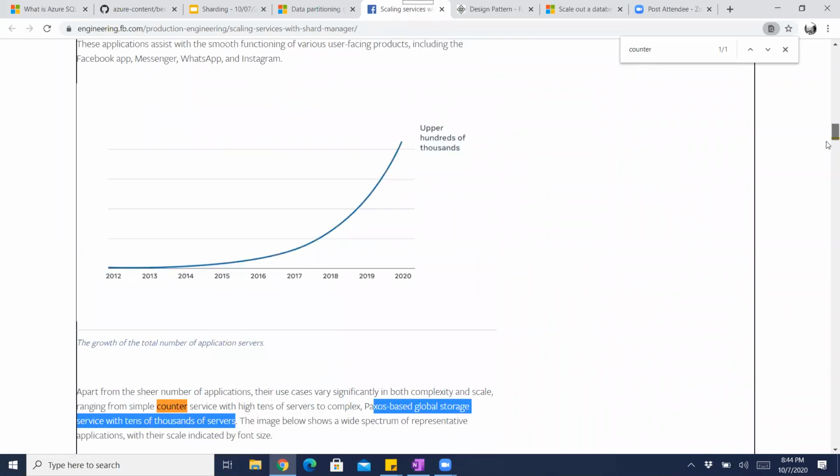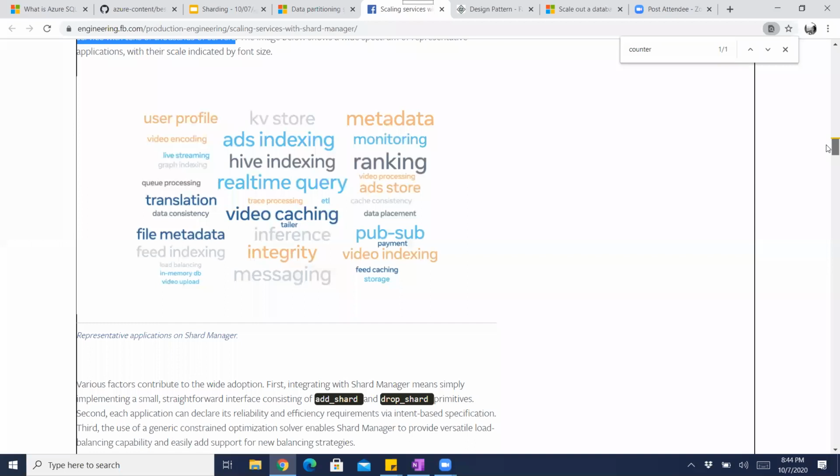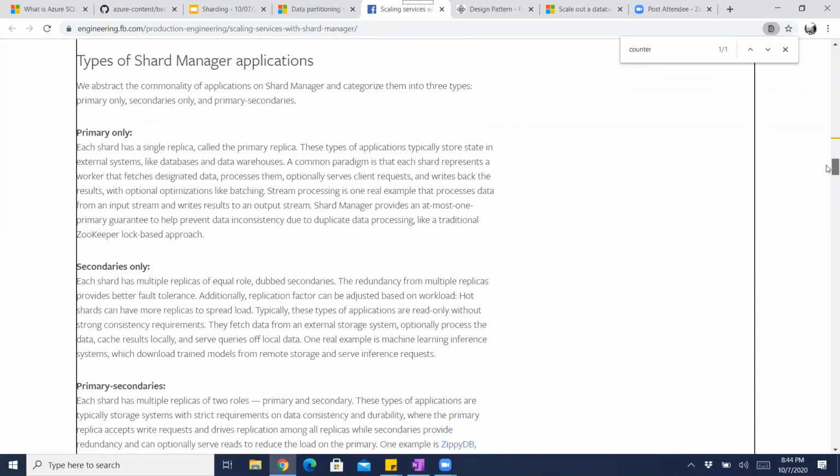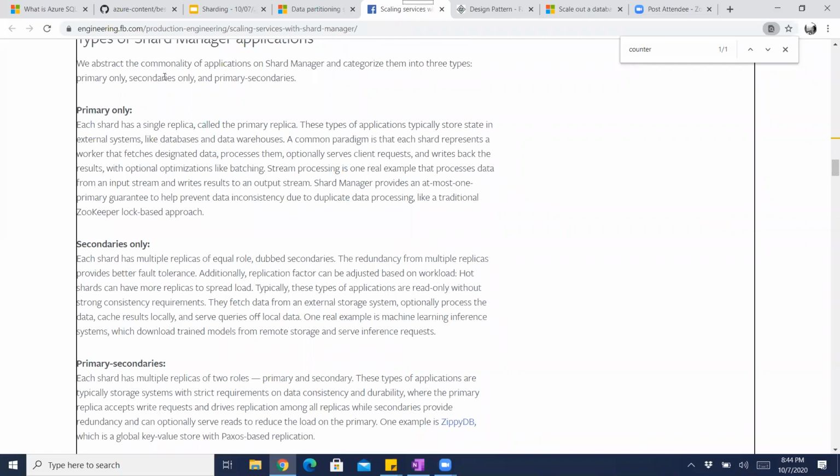And then they talk about these different applications it supports. This is what I was talking about, that they basically classified their applications and their sharding requirements across three types: primary, secondary, and a combination. The primary is basically where each shard has a single replica. And then they give an example of stream processing, a sample application which uses this kind of paradigm.